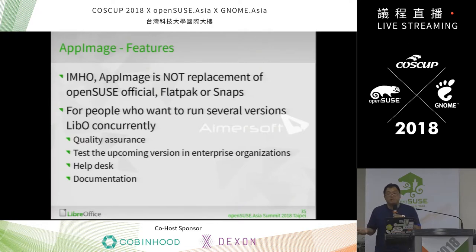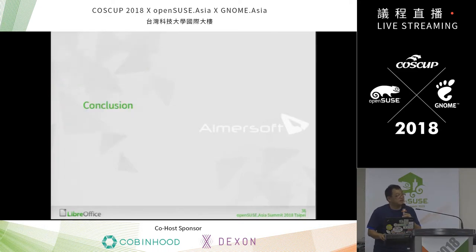It is for people who want to run several versions in the LibreOffice community. For example, quality assurance or testing the upcoming version, in enterprise organizations, or help desk or documentation. So such kind of people want to use several LibreOffice versions in parallel. If you want to do that, AppImage is your suitable option, I think.